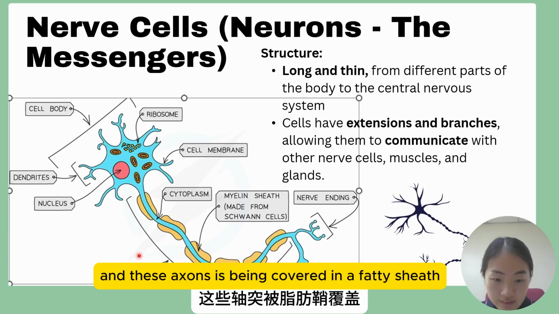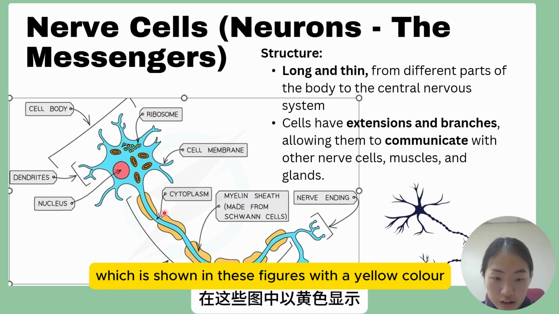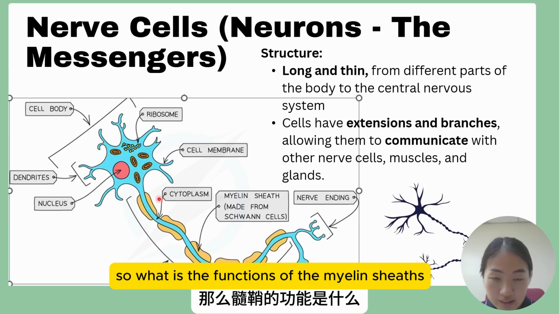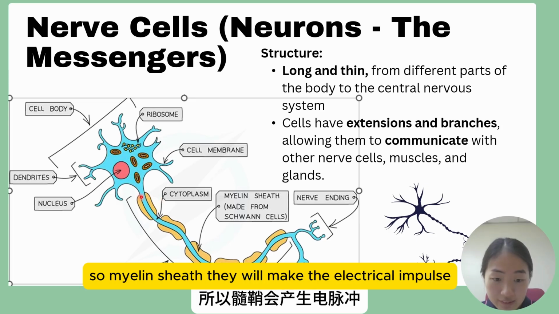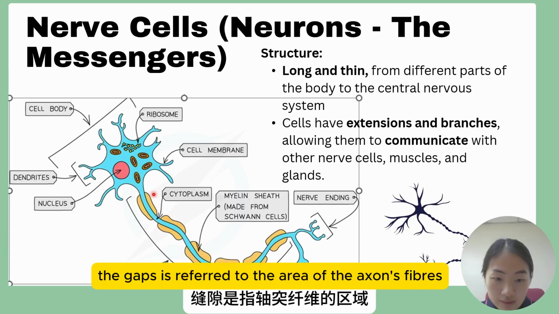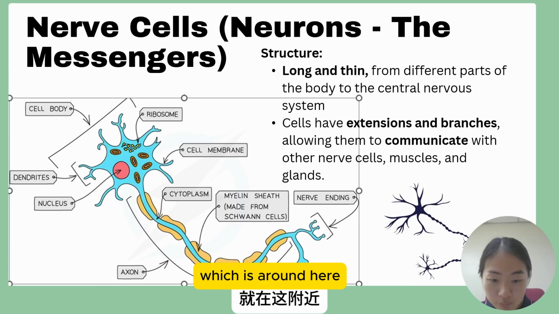This axon is covered in a fatty layer called the myelin sheath, which is shown in these figures with the yellow color myelin sheath. So what is the function of the myelin sheath? The myelin sheath makes the electrical impulse able to jump from gap to gap. The gaps refer to the area of the axon fiber which is not covered by the myelin sheath, which is around here.